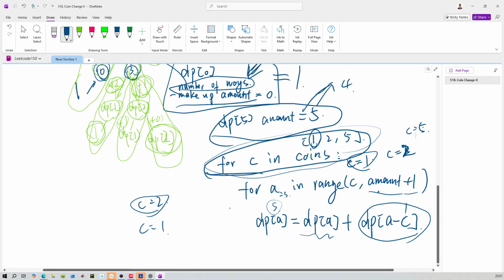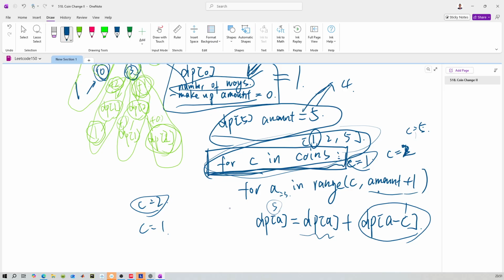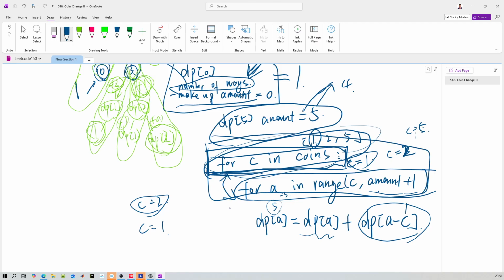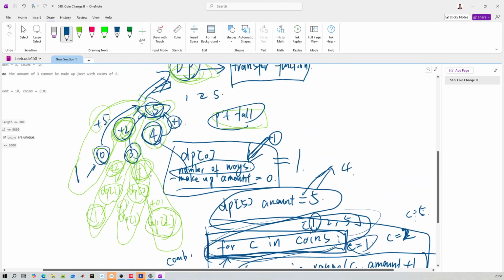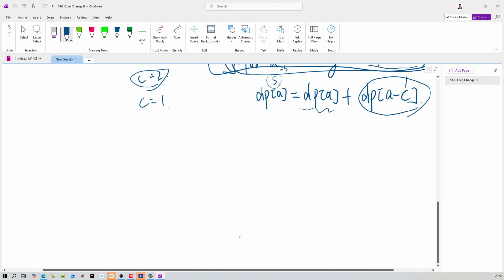So I just want you guys to remember the trick here. You can just memorize it by adjusting the sequence of the for loops. This becomes a combination problem.